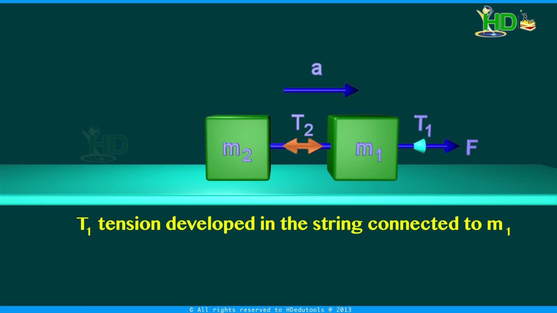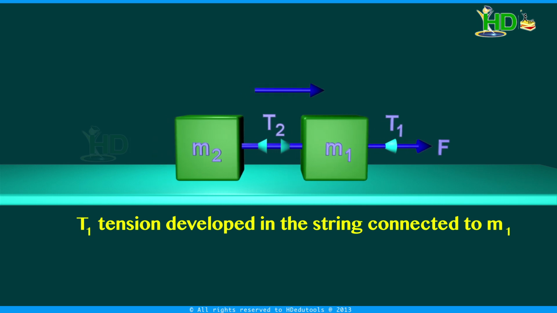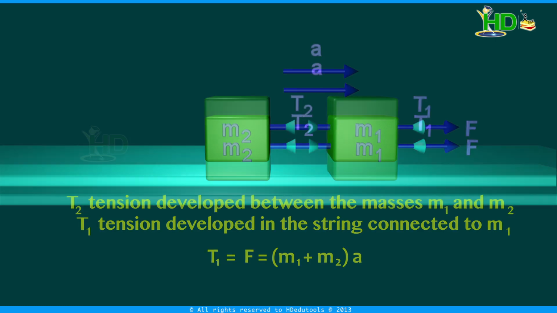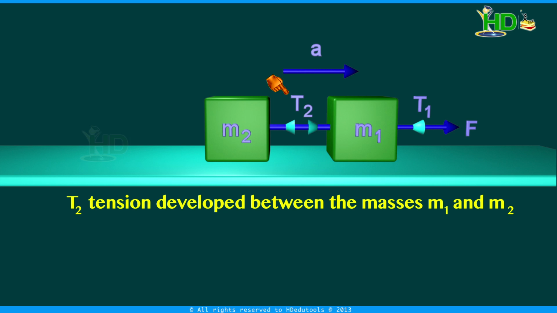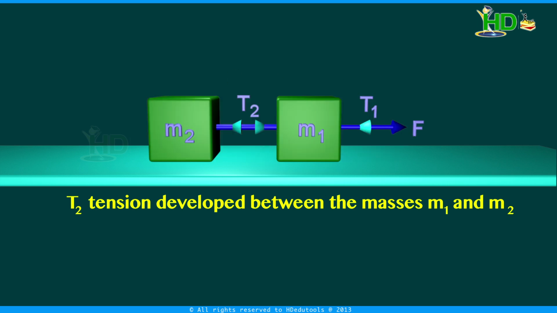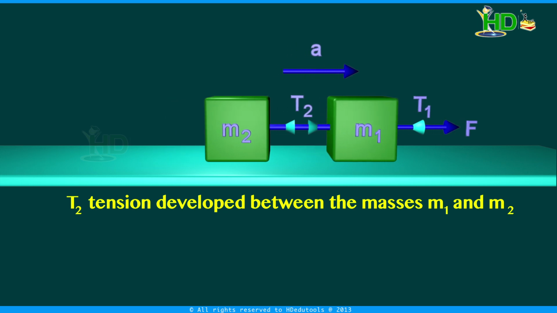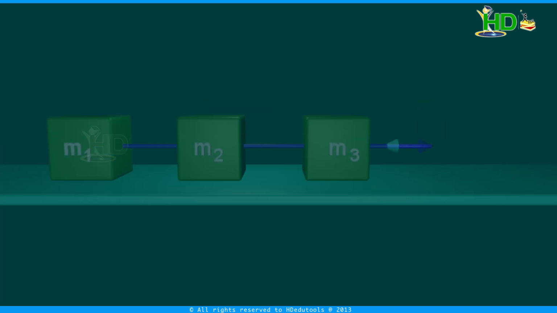At this position, T1 equal to F, and T1 is nothing but the force required to move m1 and m2 with acceleration a. We can write T1 equal to F equal to m1 plus m2 into a. Now the T2 is the tension developed between the masses m1 and m2. T2 is nothing but the force required to move mass m2 in magnitude. That means T2 equal to m2 into a. In this case, the acceleration a equal to F by m1 plus m2. Now we take another model.